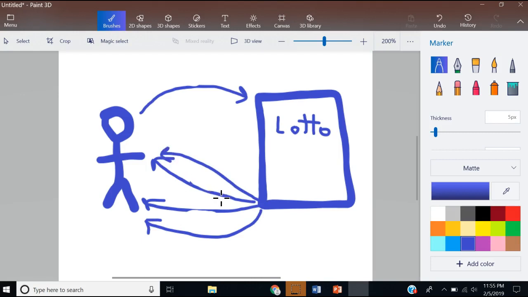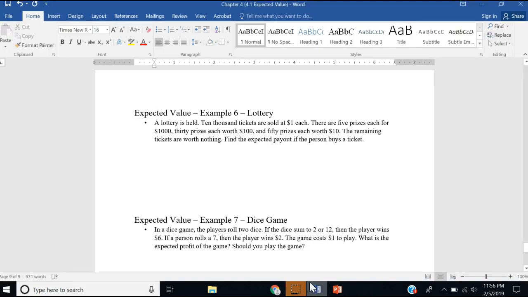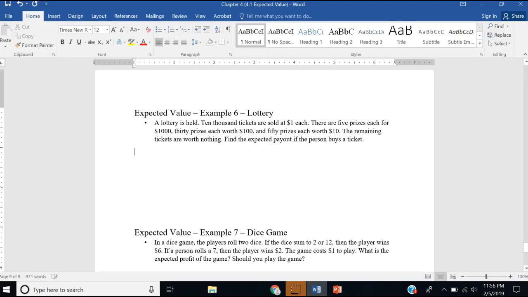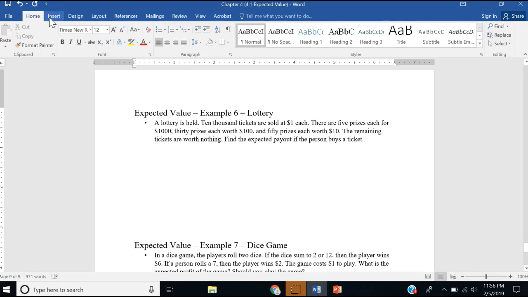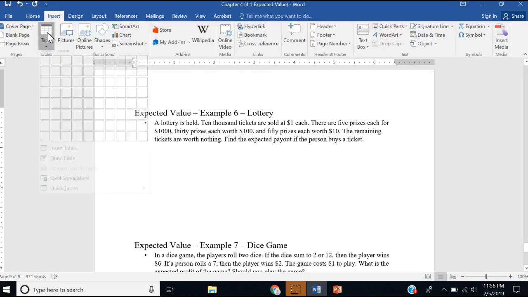We said some of the tickets have $1,000 prizes. Some of the tickets have $10 prizes. Some of the tickets have nothing, so on and so forth. And then obviously you're going to pay in to the lottery $1 every time you play. I'm not going to write all those numbers because we don't need to do that right now. What we will do is we will set up a table.